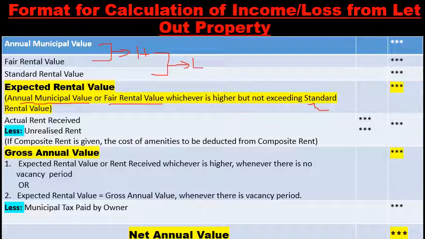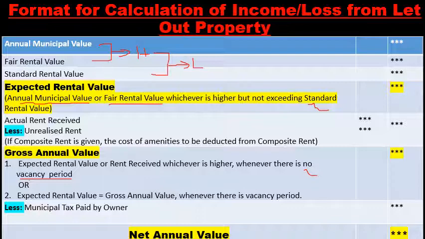The first one is expected rental value or rent received, whichever is higher, whenever there is no vacancy period. So you have to compare expected rental value with the actual rent received, and whichever is higher is considered as the gross annual value whenever there is no vacancy period.